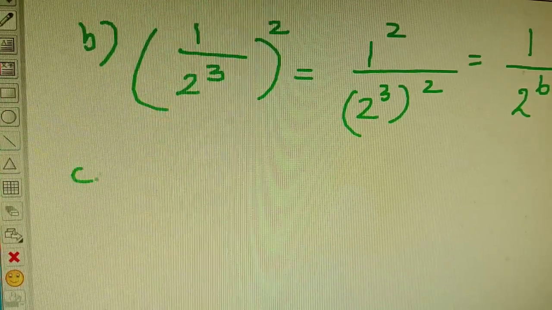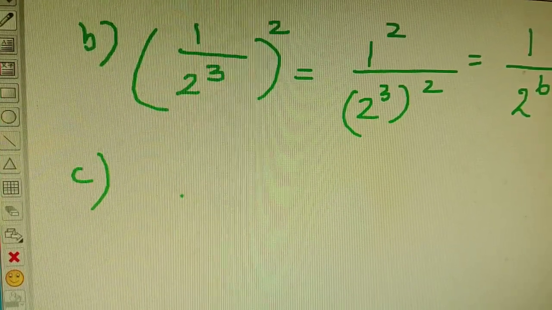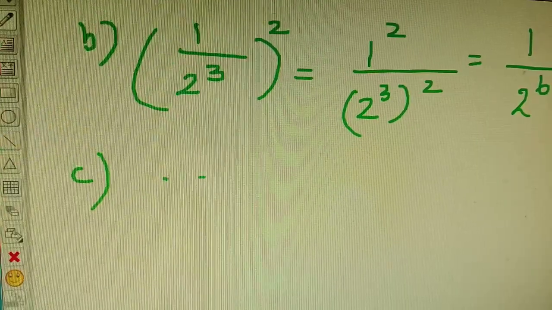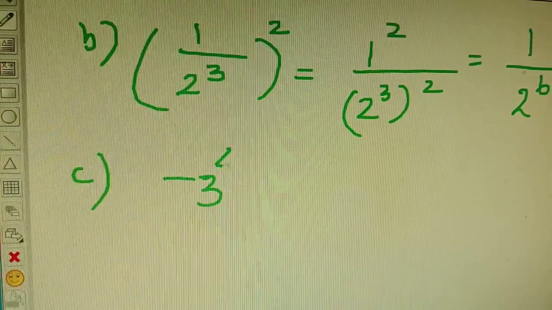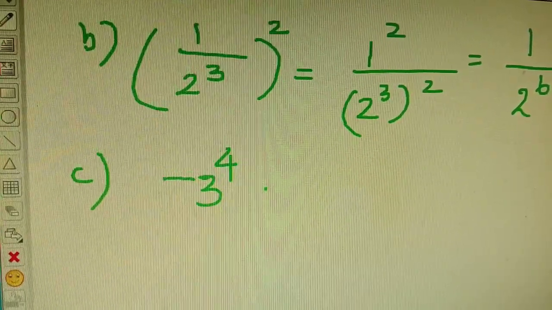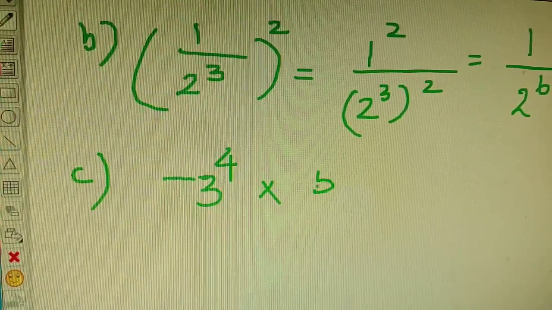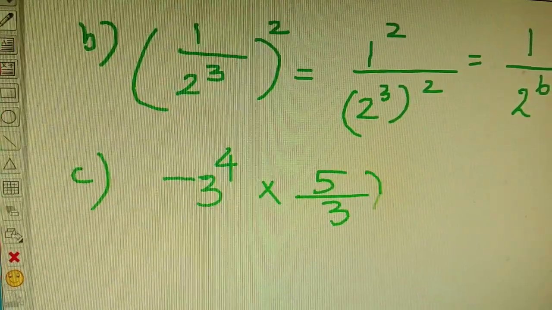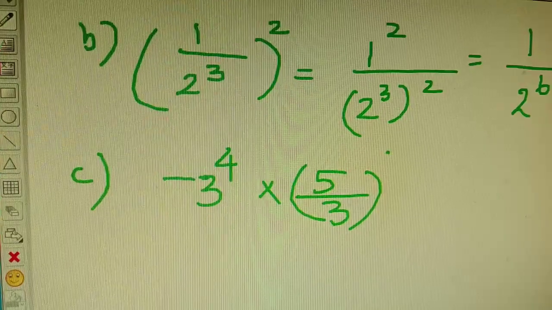Now next option, listen. Here negative 3 to the power 4 into 5 by 3 to the power of 4.